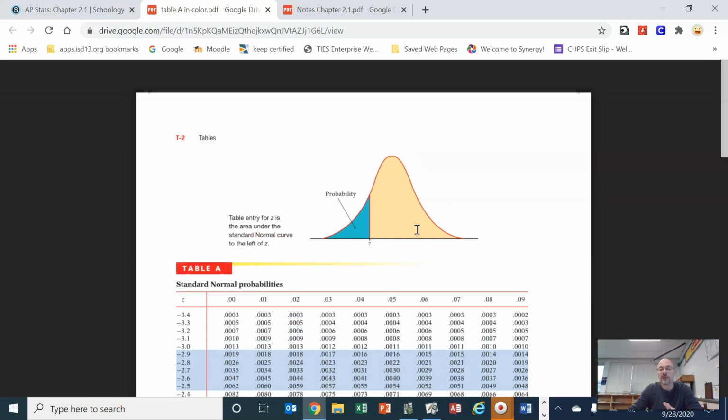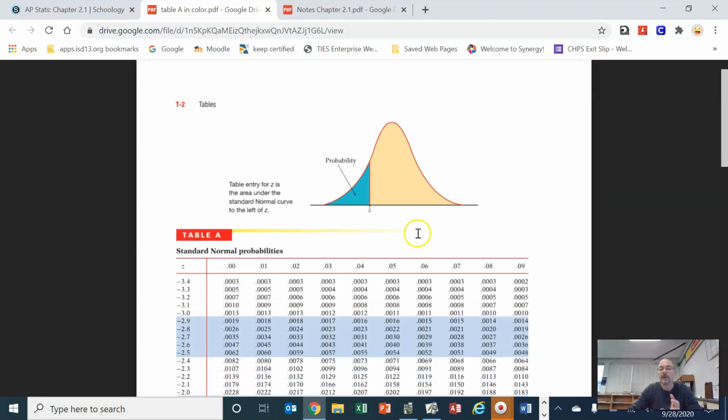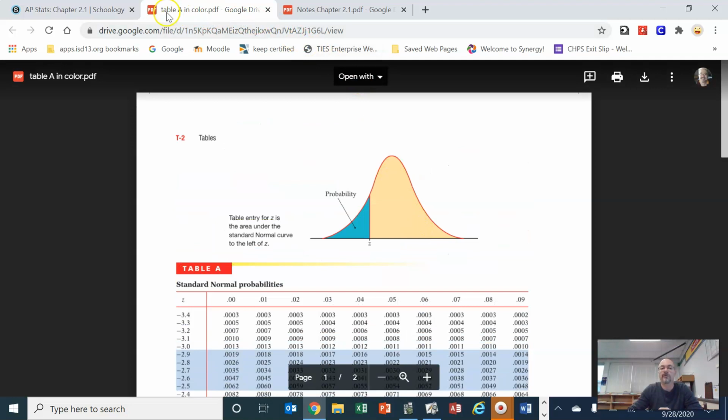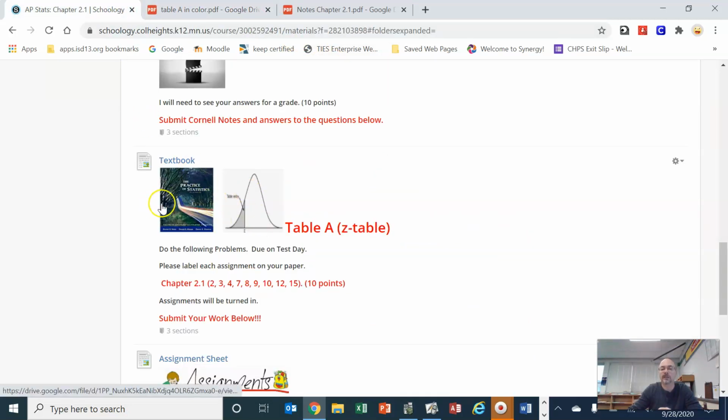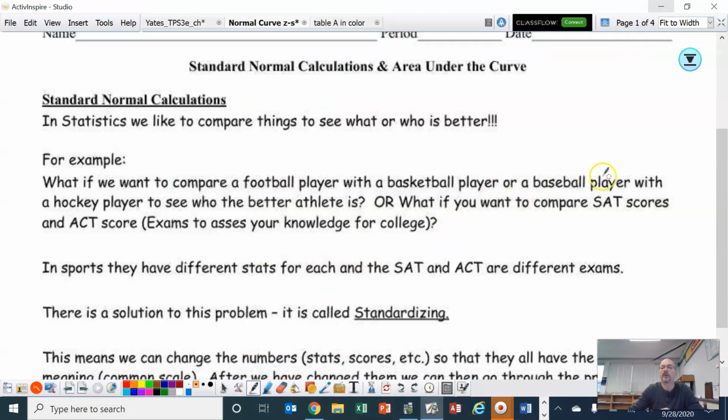If you want to print that, go ahead. What I would advise you to do if you don't print it is download this and put it on your Chromebook somewhere so it's handy at all times. If you were in the classroom, I would give you this handout to have. Again, that's right next to the textbook, that's where you'll find that table. All right, let's keep going with this video.